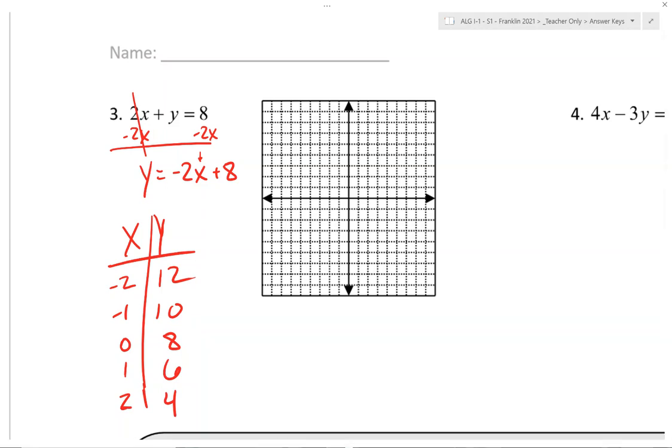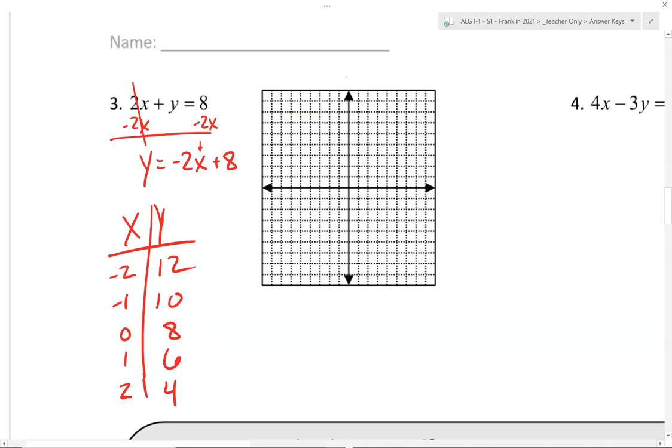Now, negative 2, 12 and negative 1, 10 are both off the graph, so I'm going to skip those. We'll just go straight to 0, 8.